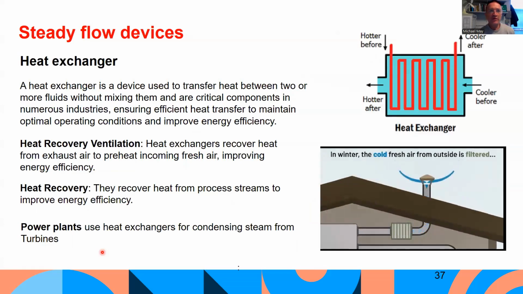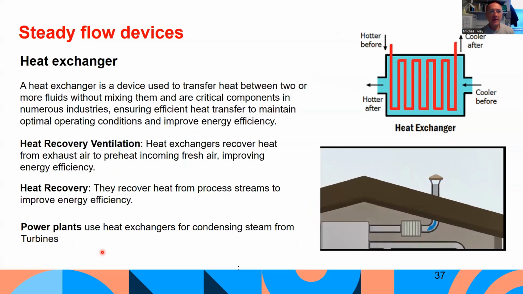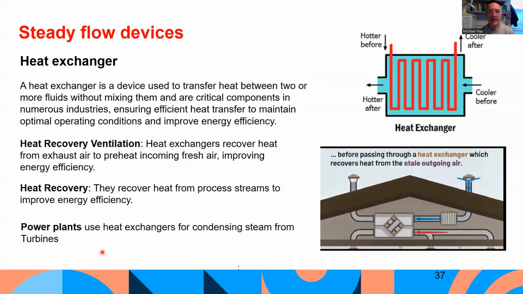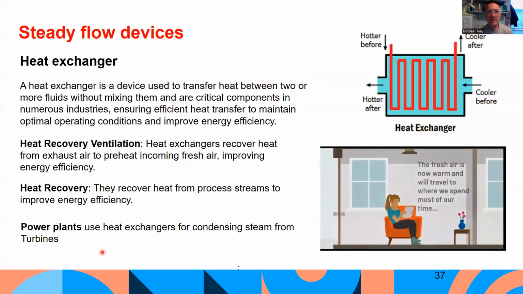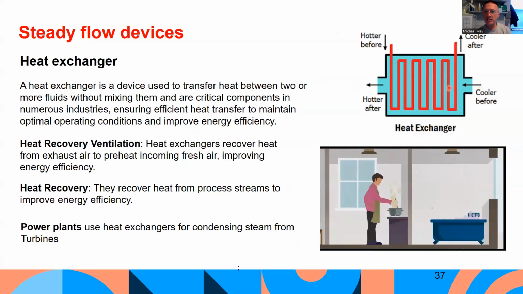So, steady flow device applied to a heat exchanger. A heat exchanger is a device used to transfer heat between two or more fluids without mixing them, and are critical components in numerous industries, ensuring efficient heat transfer to maintain optimal operating conditions and improve energy efficiency. So you can see here you've got cool water coming into the heat exchanger and it goes out warmer. And that's because it's taking heat from a hot water system that comes in and essentially goes out cooler afterwards.